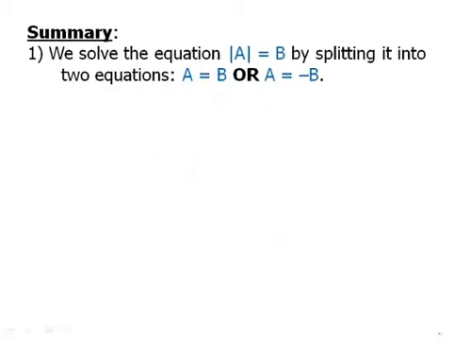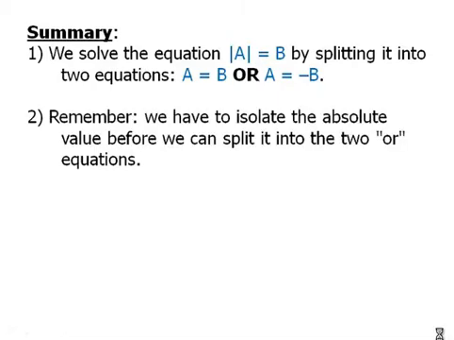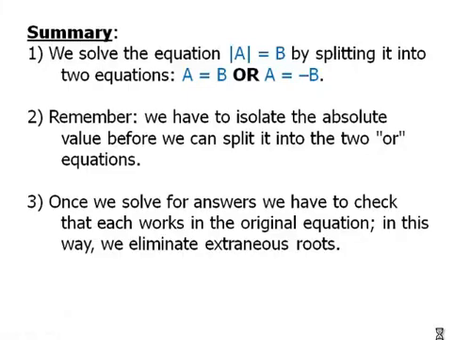In summary, we solve the equation absolute value of A equals B by splitting it into two equations, A equals B or A equals -B. Remember, we have to isolate the absolute value before we can split it into the two OR equations. Once we solve for answers, we have to check that each works in the original equation. In this way, we eliminate extraneous roots.